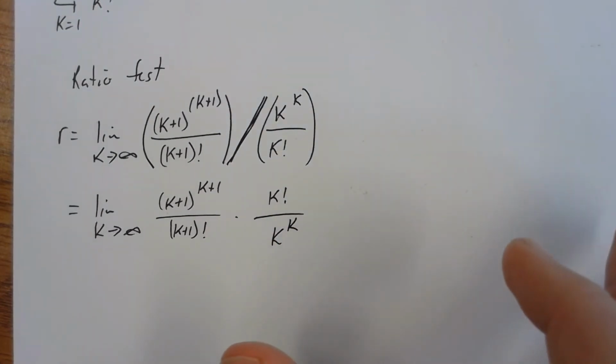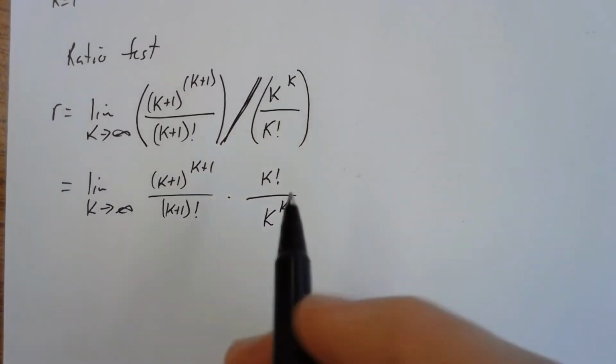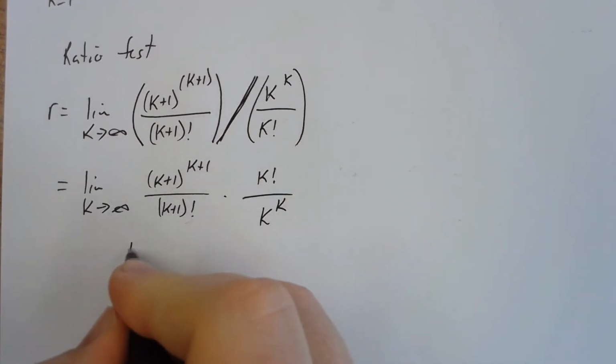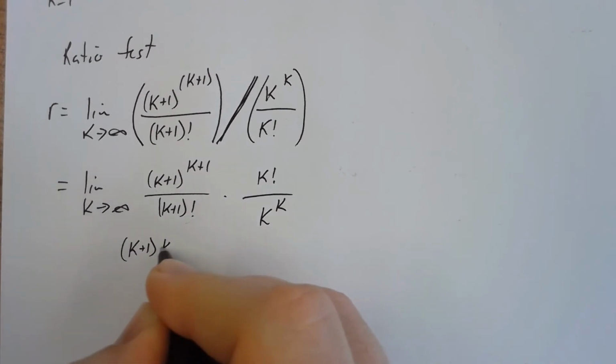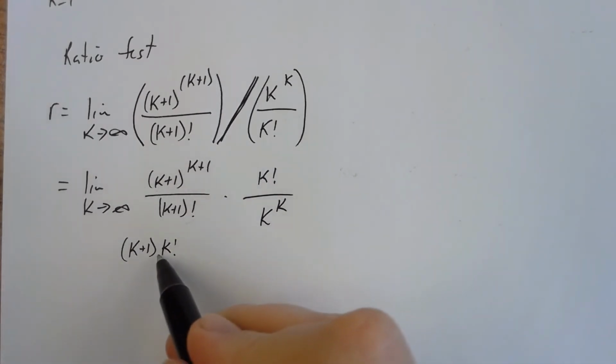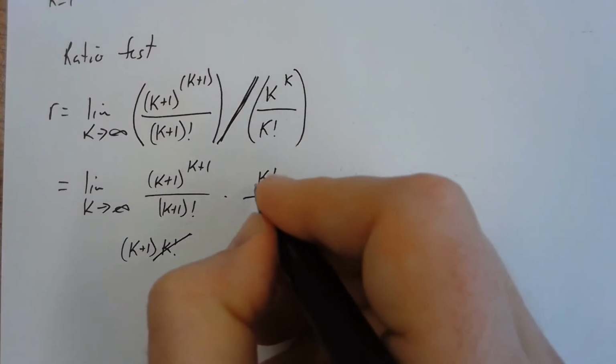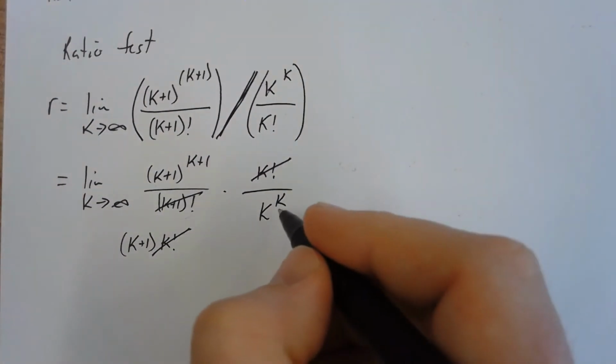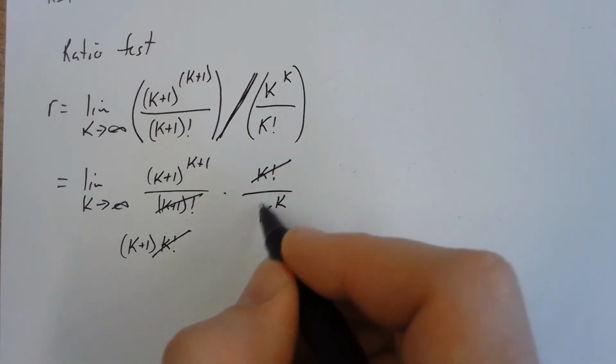In doing so, this provides me with a way that I can very easily deal with the factorials. Again, noticing that k plus 1 factorial is really just k plus 1 times k factorial. So I can cancel out this k factorial here with this k factorial here, leaving me with this k plus 1 strictly on the bottom. Then it's going to be a little bit tricky to work with this and this.